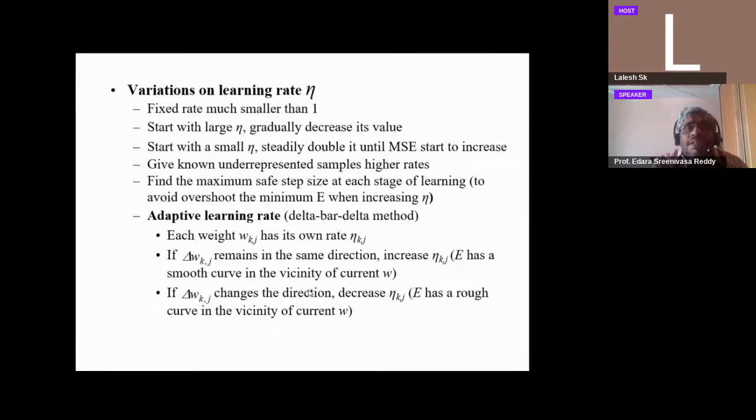And adaptive learning rate, delta bar method. Each weight has its own learning rate. If each change in the weight remains in the same direction, increase eta. If it changes direction, decrease eta. This is all obvious, but I am explaining again. When you are going to implement, you remember all these points.